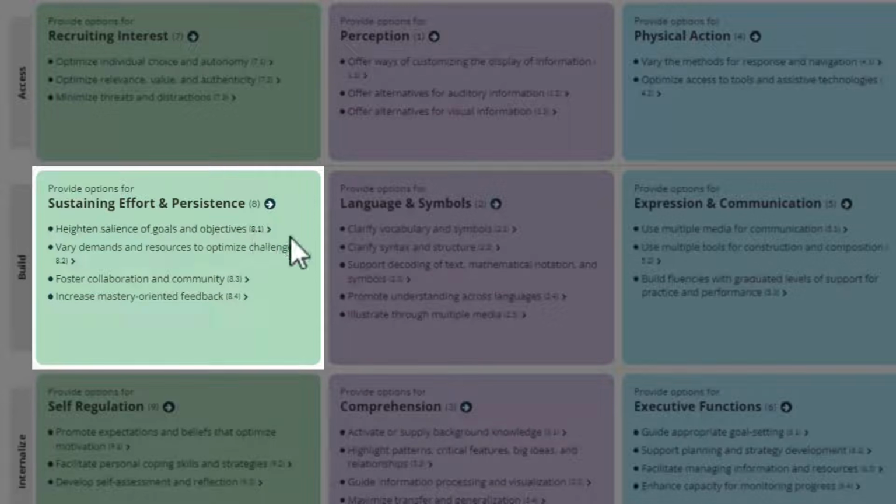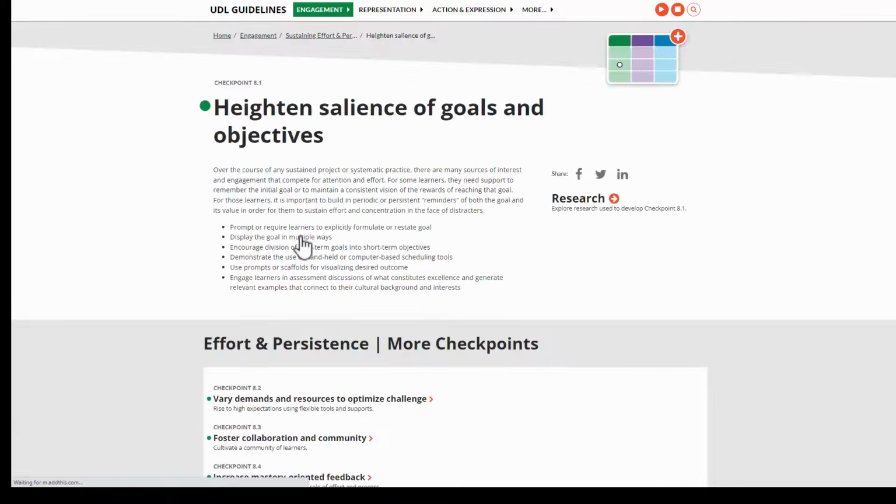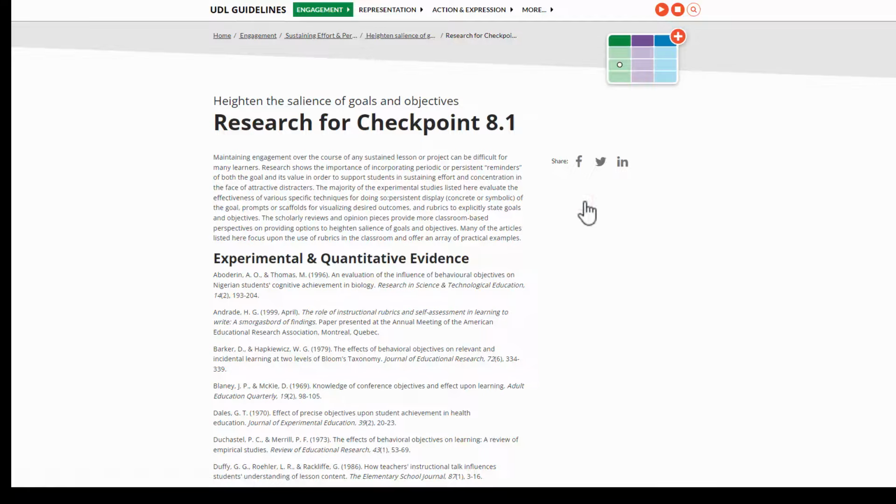What's really handy is that if you click on any of these guidelines or checkpoints, you'll find an easy explainer guide, and my favourite part, you can further explore the amazing body of evidence which underpins each guideline and checkpoint by clicking the research button.